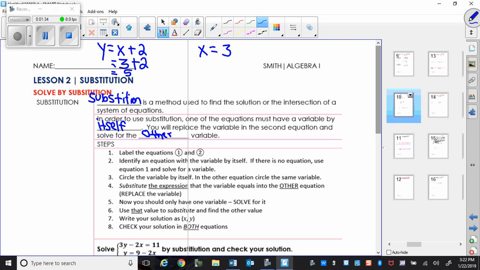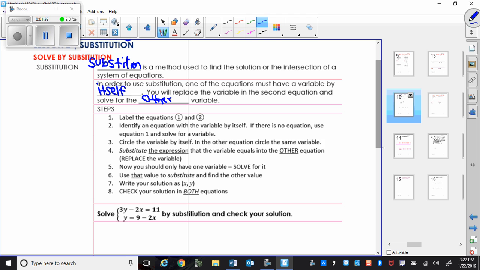Okay, so we're going to slide down a bit and make sure we can see our equations, our system below, and see our steps. First step, we're looking at this system here. Label the equations number 1 and number 2. So here's equation number 1, here's equation number 2. Second step, identify an equation with the variable by itself. If there is no equation, use equation number 1 and solve for a variable.